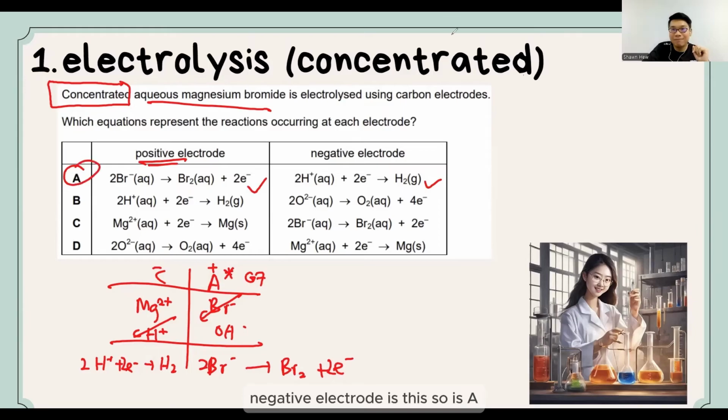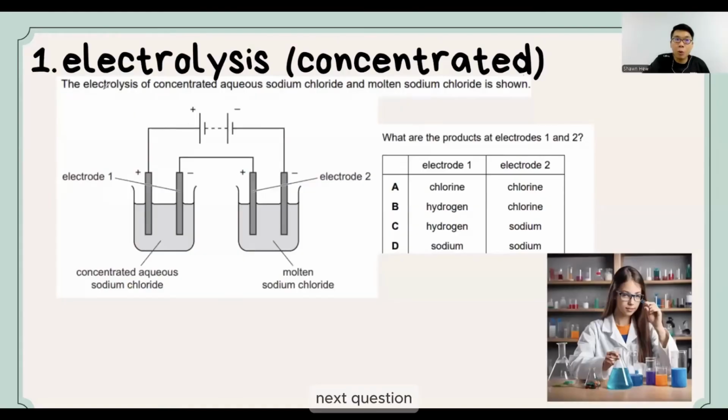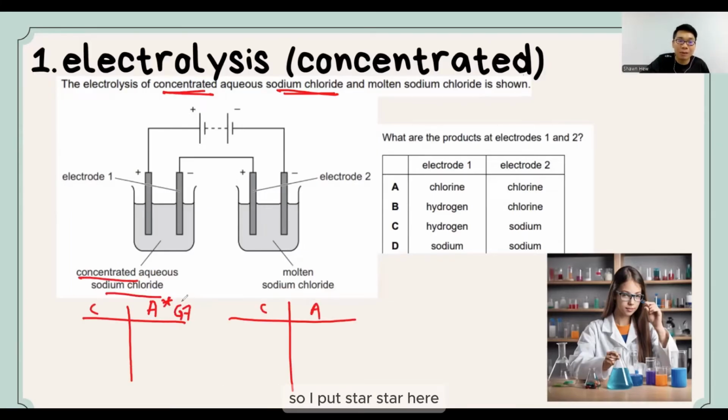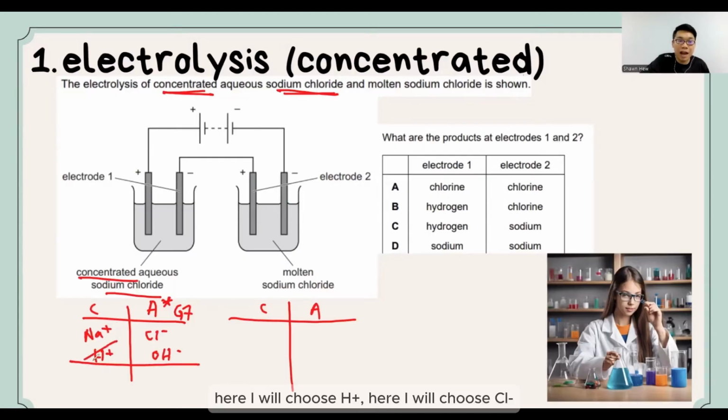So it's A. Next question, the electrolysis of concentrated sodium chloride and molten sodium chloride. This question is a mixture. So we see two parts. Concentrated NaCl, so I put a star here. Here I will choose H, here I will choose Cl.